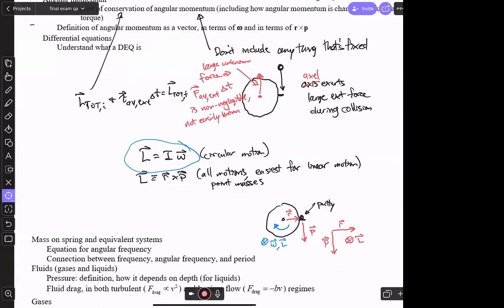So that was kind of a misconception of mine. It doesn't make sense that something moving in a straight line would have angular momentum.